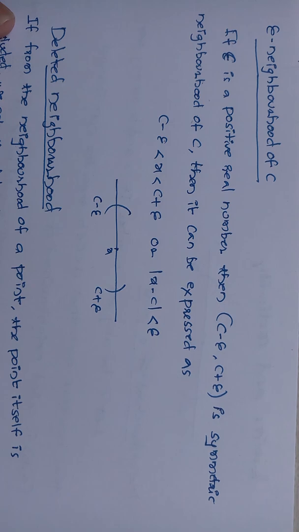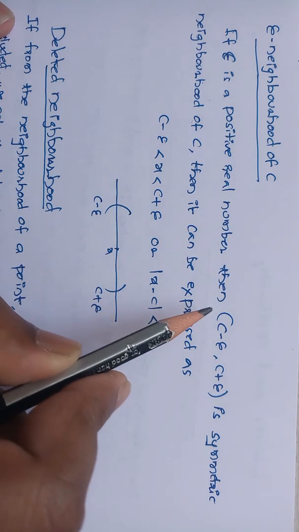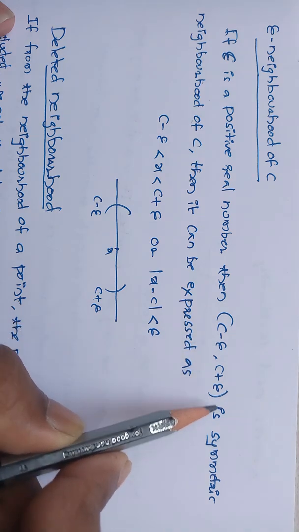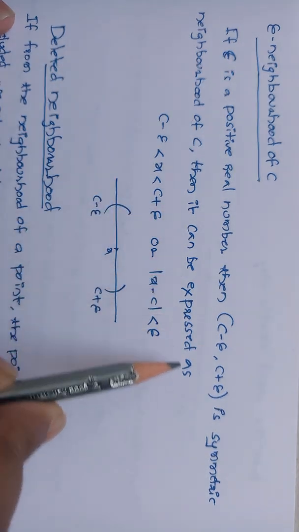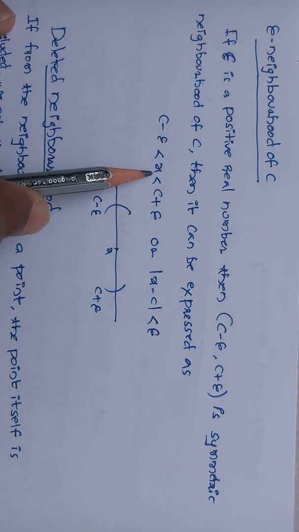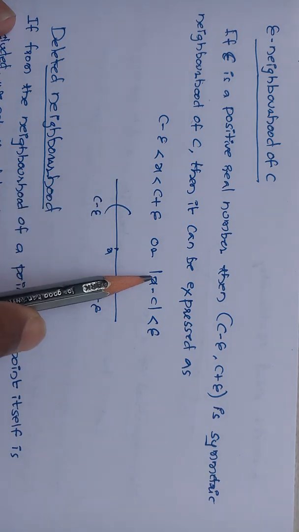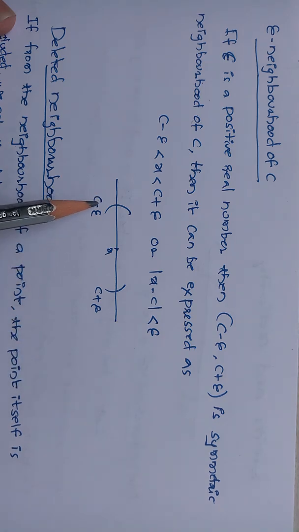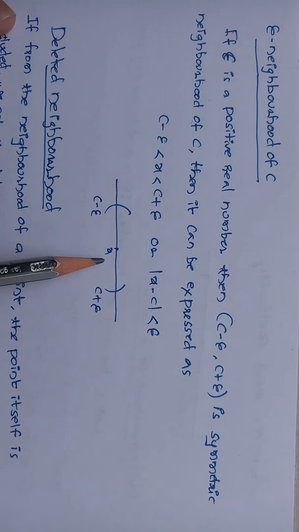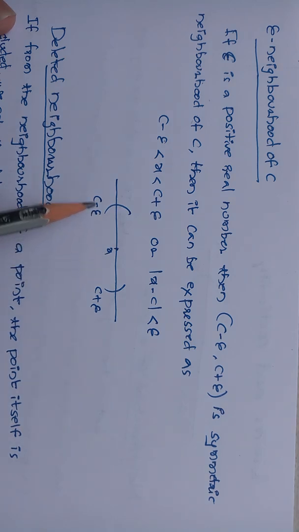Now the next definition is the epsilon neighborhood of C. If epsilon is a positive real number, then (C minus epsilon, C plus epsilon) is a symmetric neighborhood of C. It can be expressed as C minus epsilon is less than x is less than C plus epsilon, or modulus of x minus C is less than epsilon. So construct a real line with C minus epsilon and C plus epsilon; the distance from C minus epsilon to x and from x to C plus epsilon should be symmetric about C. So this satisfies the definition of the epsilon neighborhood of C.